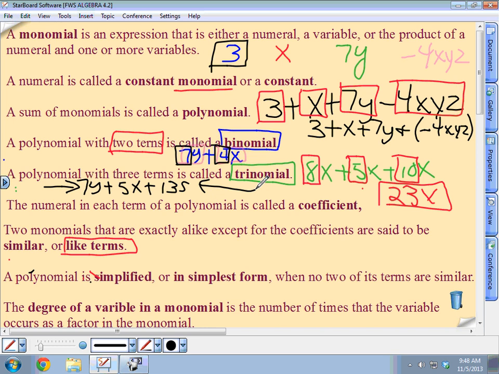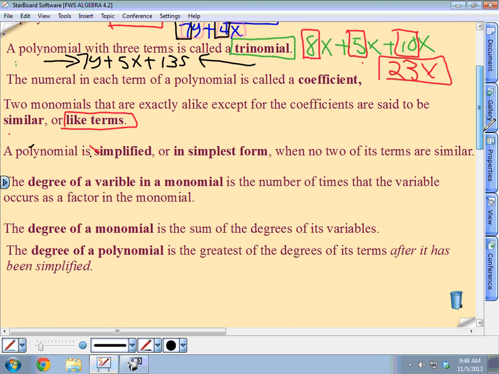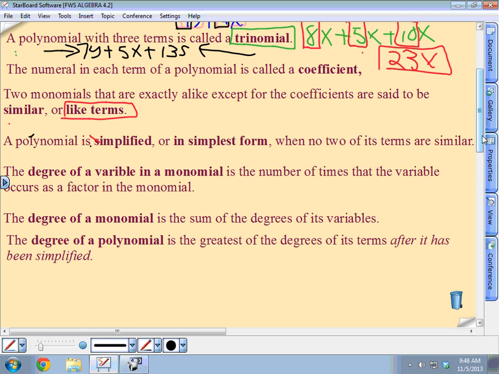Okay? And then, has everybody got these notes so far, or at least towards the top, so I can scroll a little bit? Okay. All right. So 2 monomials that are exactly alike except for the coefficients are said to be similar or have like terms. A polynomial is simplified, or in simplest form, when no 2 of its terms are similar. So if you get a question that gives you the 3 monomials that Eric gave me and says put this in simplest form, they're looking for you to combine the coefficients as long as the variable expressions are all exactly alike. We call them like terms.